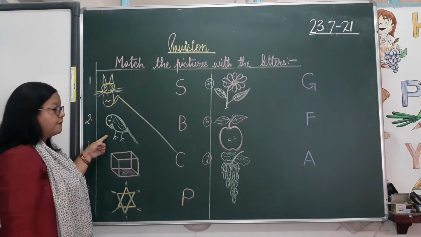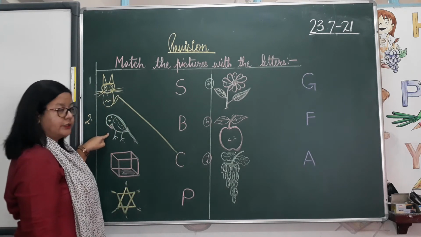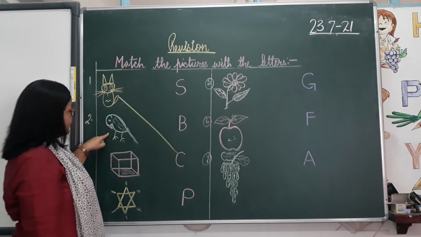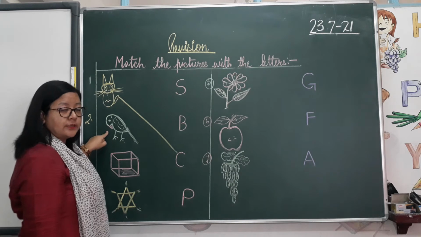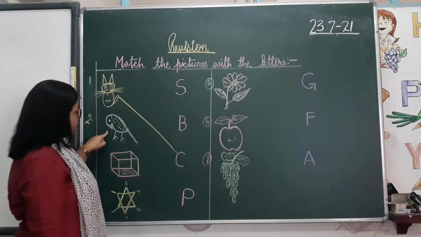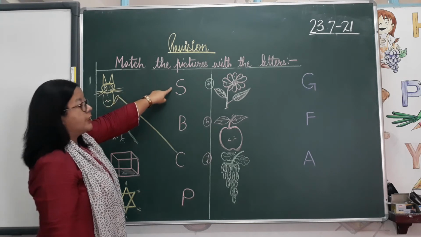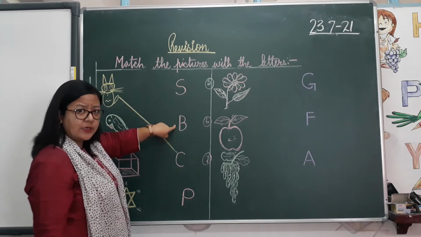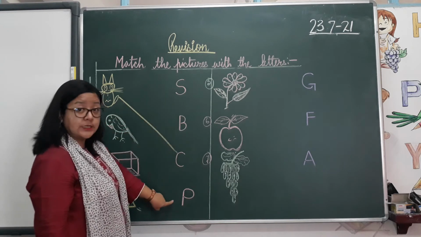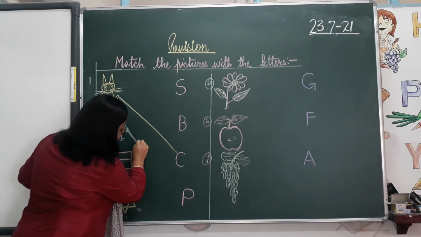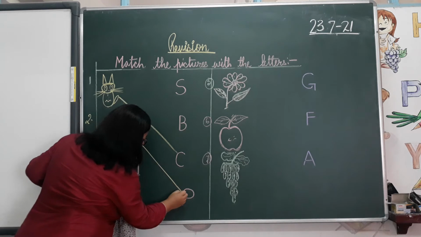Okay. C for cat. Second picture we have, it's a beautiful bird. It is a parrot. Okay. Parrot comes from which letter? P. P for parrot. Say P for parrot. Okay. Now find out where is P here. Is this P? No. Is this P? No. Is this P? Yes. So, let's match them. P for parrot.